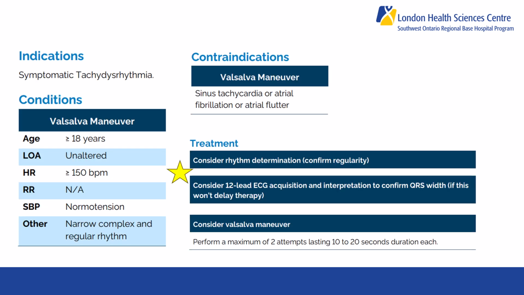The treatment component of the medical directive has not changed. Please remember to complete a 12-lead ECG and interpretation to confirm QRS width. There is the added notation that this can be completed if it won't delay therapy. But within the PCP scope, the recognized patient has to be hemodynamically stable, meaning unaltered and normotensive. Therefore, obtaining a 12-lead ECG should not be a barrier prior to performing the Valsalva maneuver.